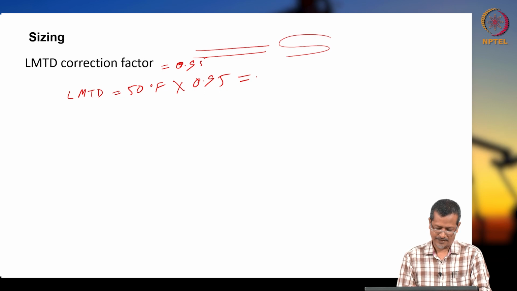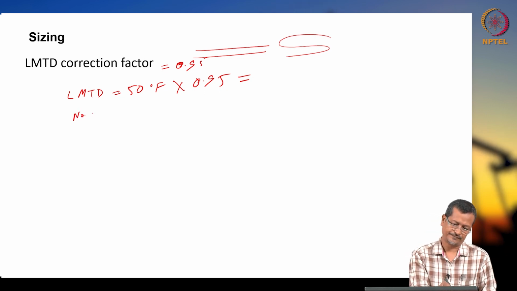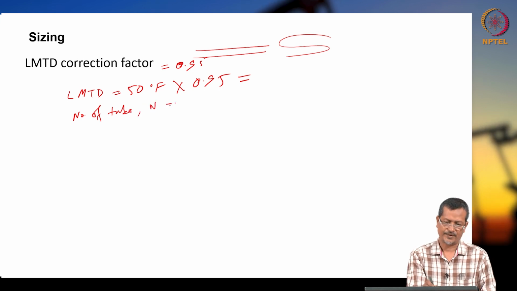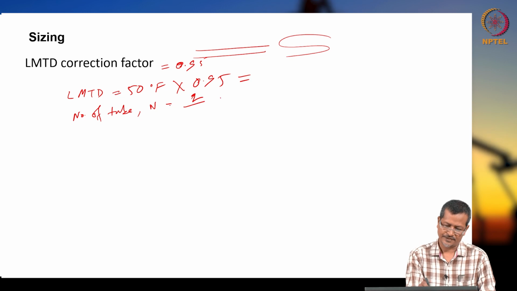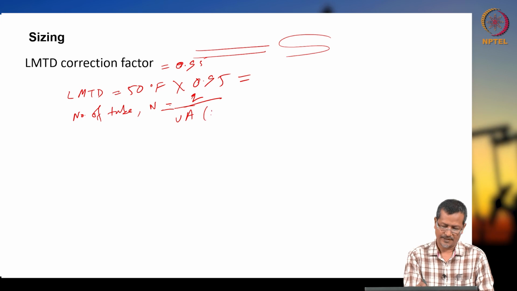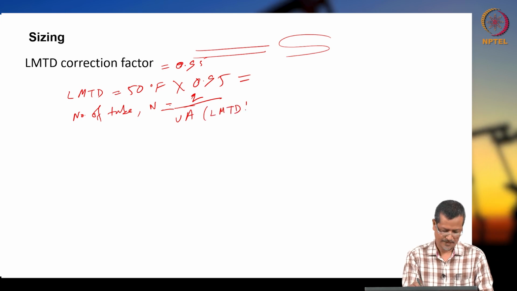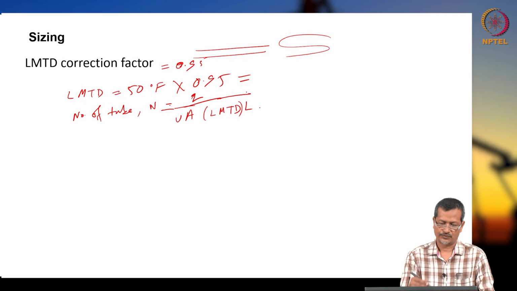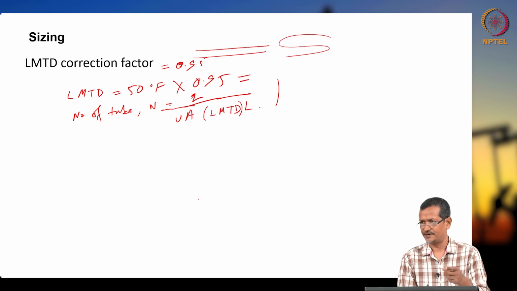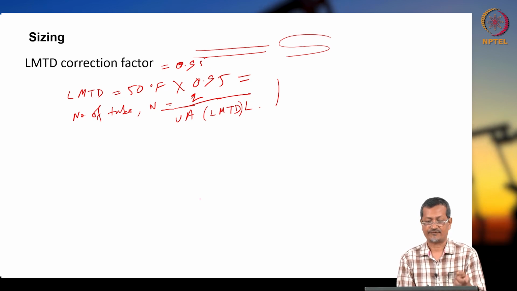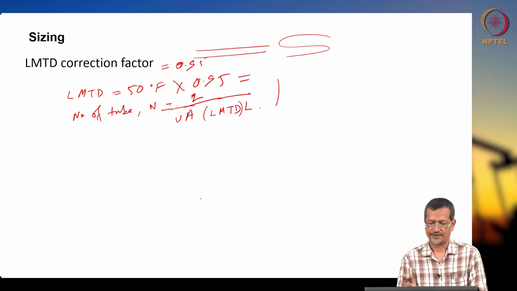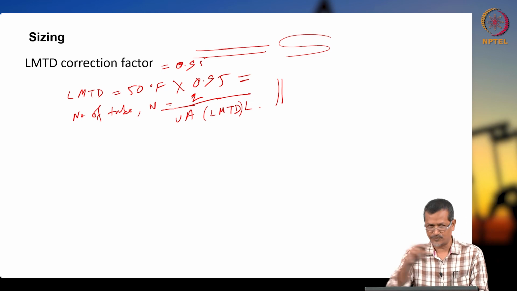Then the number of tubes, n. How many tubes will be required? It will be the heat transfer rate divided by U, the overall heat transfer coefficient, times A, times LMTD, times L. We'll solve some problems, so at that time we'll see all the units and everything. A means area, LMTD is the logarithmic mean temperature difference. If we have a factor to consider, you have to use it with the factor, then L is the length of the tube. That way you can calculate how many tubes will be required.